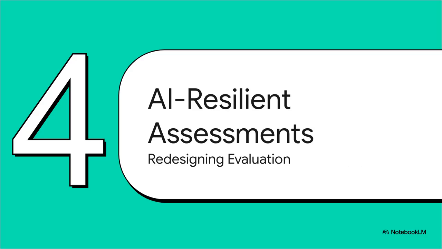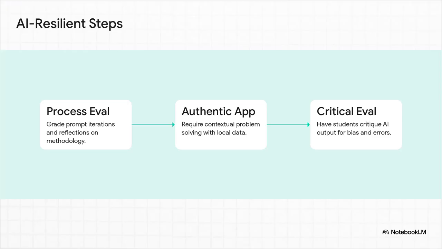Next up, Section 4, Designing AI-Resilient Assessments. This is the big one. If AI can fluently write a standard essay and ace Socratic questions, how on earth do we redesign our grading? The source material gives us a brilliant, actionable 3-step checklist to update your syllabus right now.